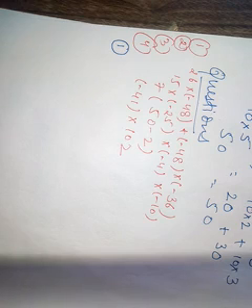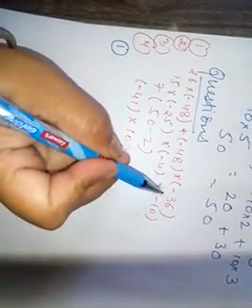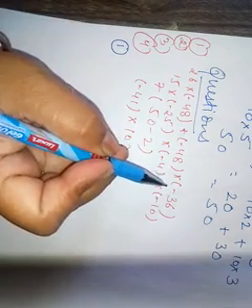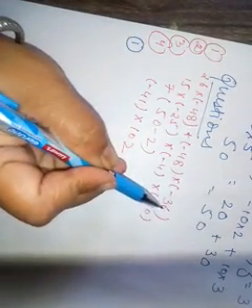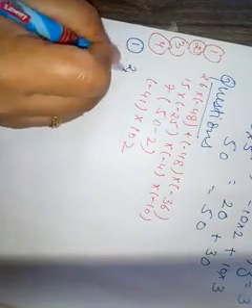We have understood all the five properties: closure, commutative, associative, identity, and distributive property. Just see this question and think which property will be used. So we can easily say that the fifth property, the distributive property, will be used in this question. So how will we use this property?